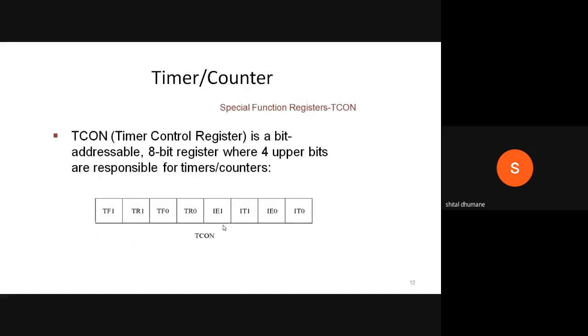Now we'll go to the next special function register, that is the TCON register, the timer control register. You should remember the long forms of these registers also. TCON means timer control register. It is a bit addressable register. Again, it is an 8-bit register where the upper 4 bits are responsible for timers and counters. So we'll go through this one by one.